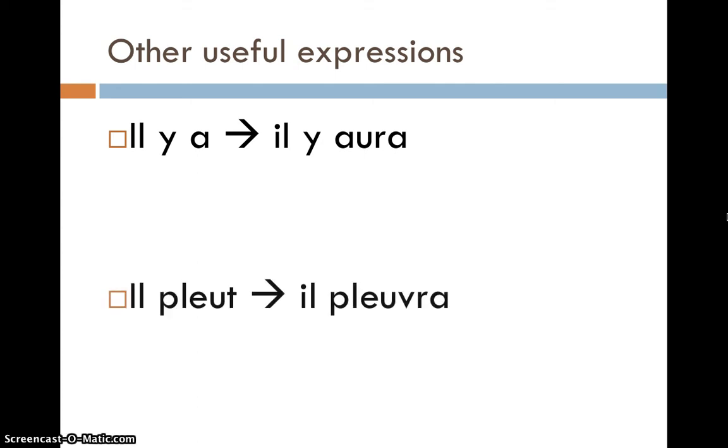And then some other useful expressions using the future. Il y a in the present tense becomes il y aura, because as you saw before, the stem for avoir is aur, so it becomes il y aura. And il pleut becomes il pleuvra.